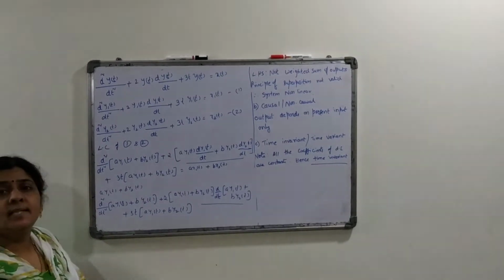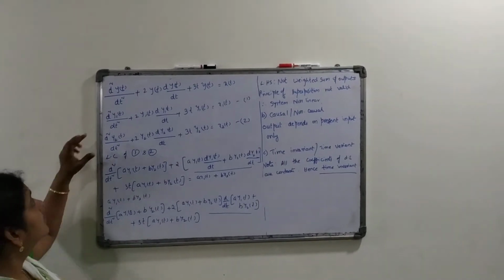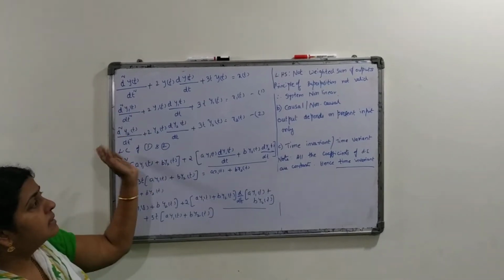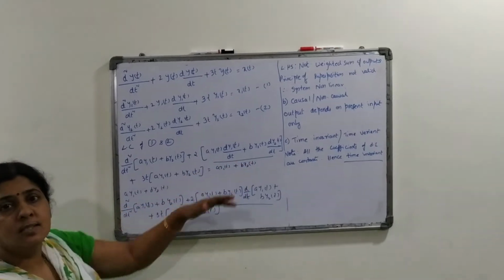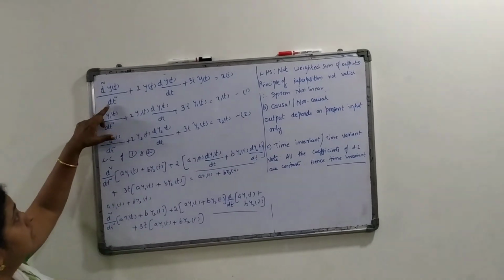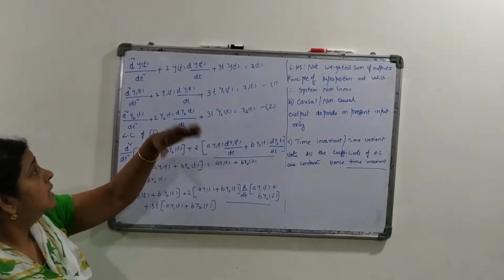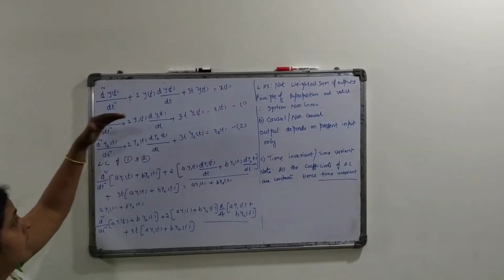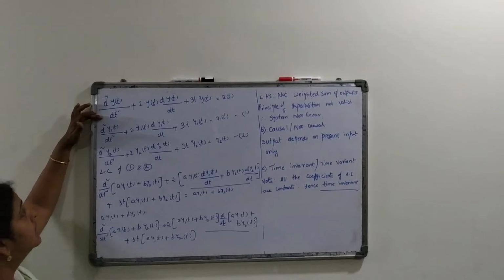Now we go with the next problem. Look into the differential equation here. The same question: non-linear, linear, time variant, invariant, causal, non-causal. Now d square, now this is the differential equation. In the previous problem we had a few terms. Okay, let's go with this differential equation.